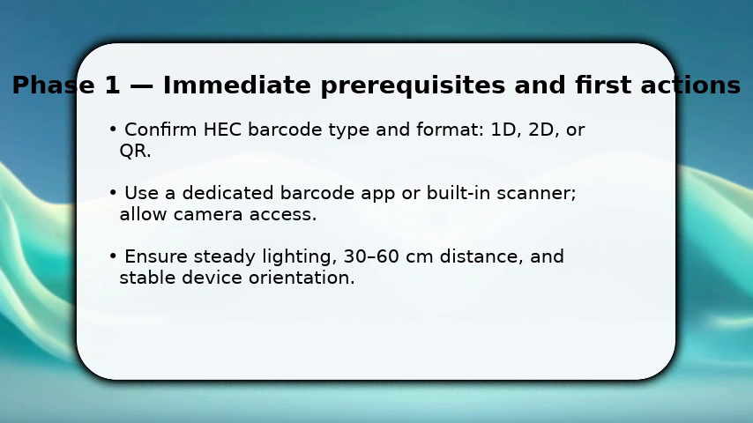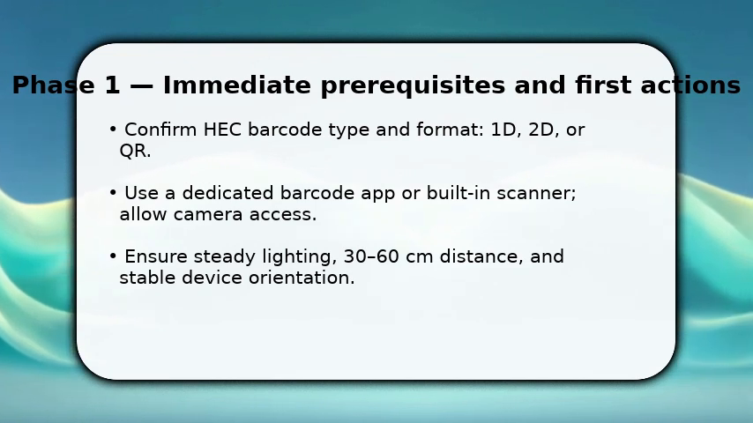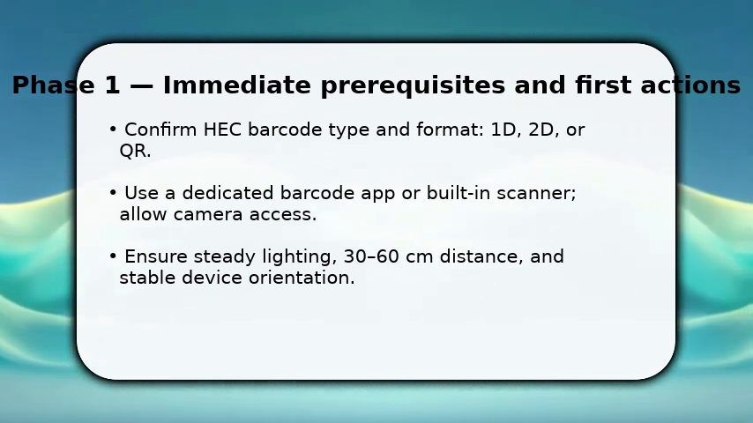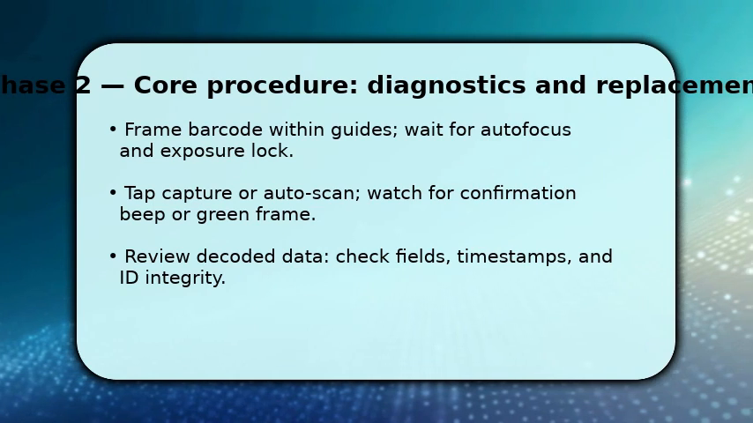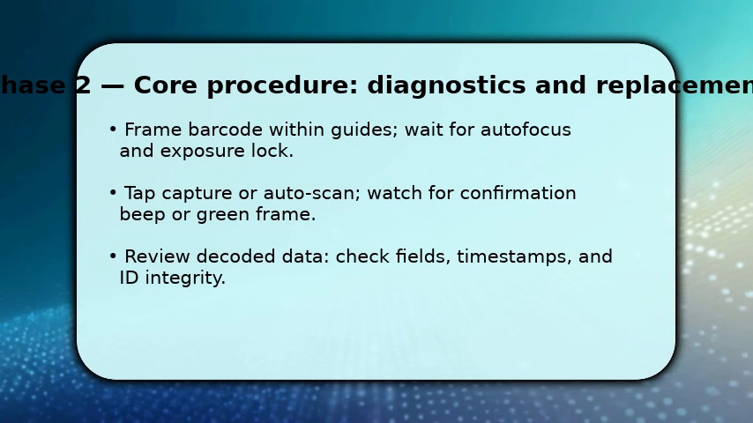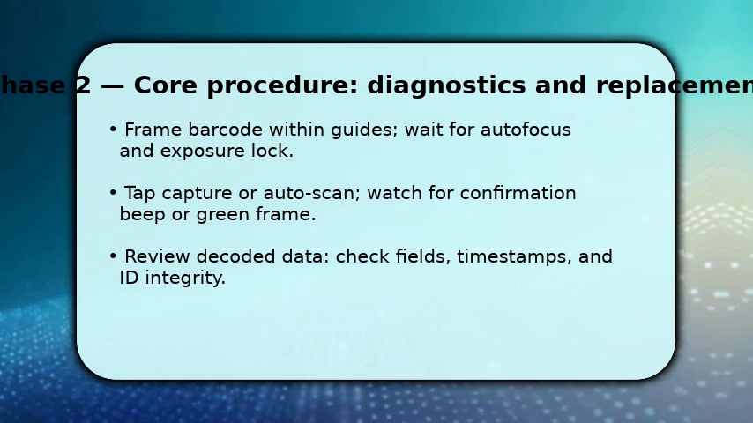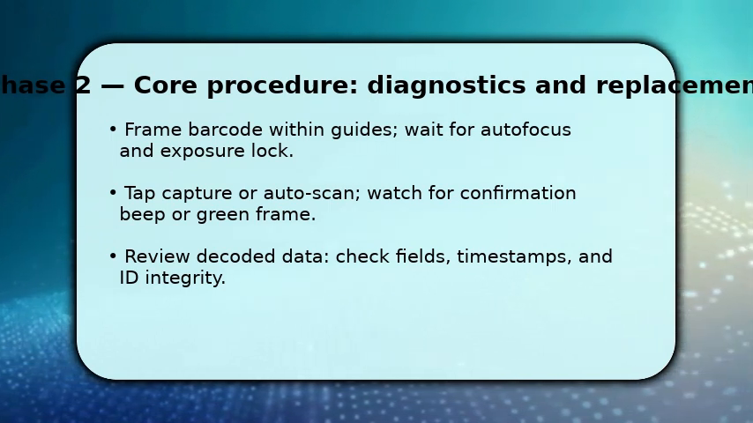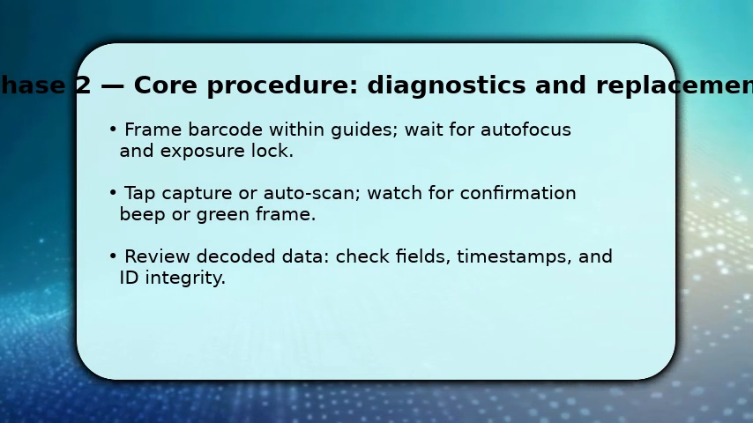Frame the HEC barcode inside the app's guides and allow autofocus plus exposure lock to stabilize. This reduces misreads. Then either tap capture or let the app autoscan. You'll see a green frame or hear a confirmation beep when decoding succeeds. Immediately review the decoded fields on screen.